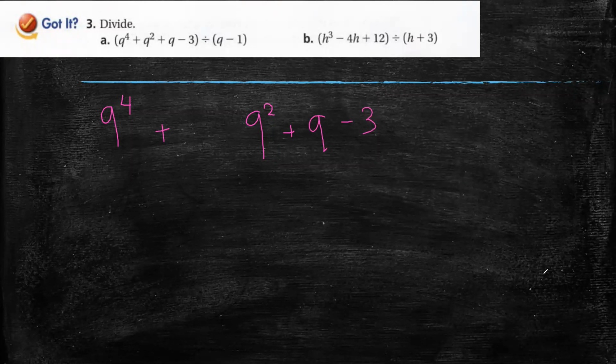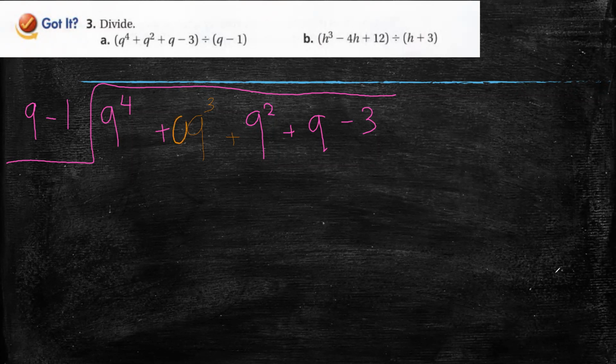Now look at the powers here. We have 4, 2, 1, 0. So is there any term missing? Yes, miss, q cubic. But this q cubic, I cannot add it as a q cubic. I will add it as 0 q cubic. That means I will need it, but I didn't want to make any change with the question. So I write it as 0. Then I have to divide.